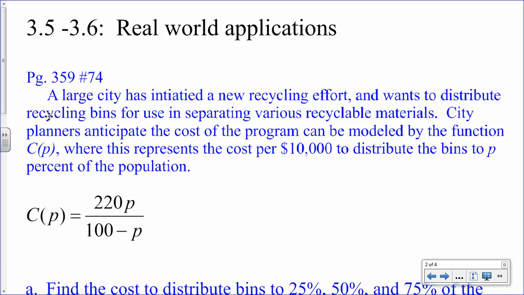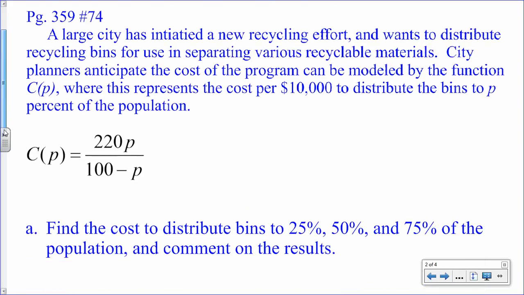Okay. So notice that it says C of P is the cost per 10,000. So whenever I find C of P, I know that that's a multiple of 10,000. So I'm going to have to add 4 zeros to the end of whatever I find. Okay. And then P is percent. So P is already in percents.